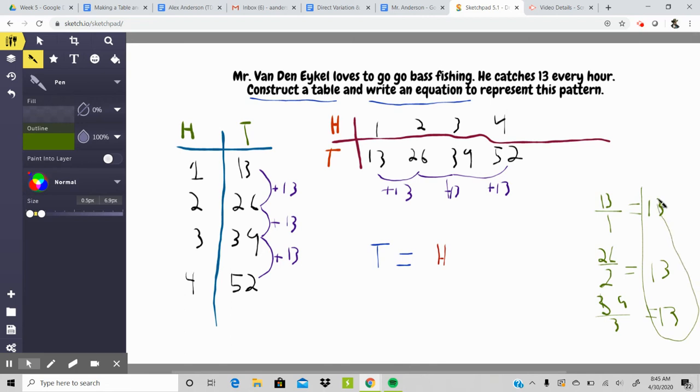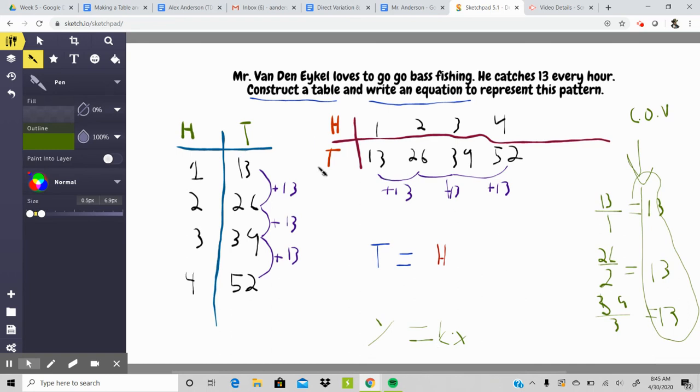So this is that constant of variation. I'm just going to abbreviate it because that's a lot of writing for me. So if you remember, a direct variation equation is just y equals k times x, where k is that constant of variation and y and x are our two changing variables.